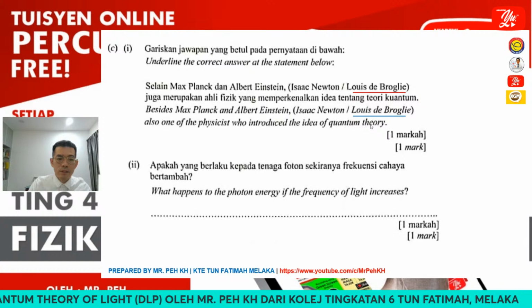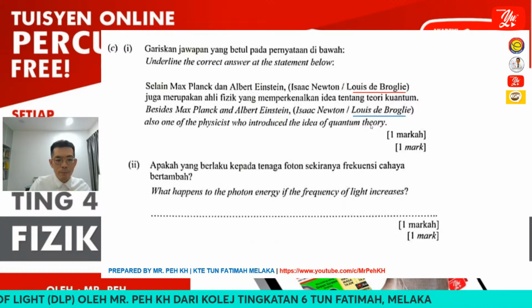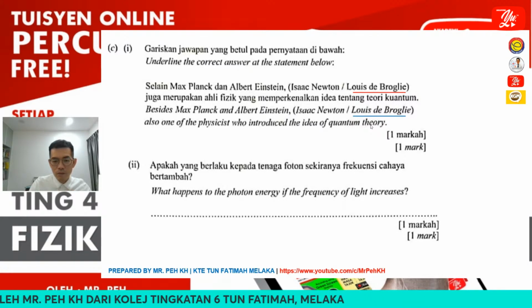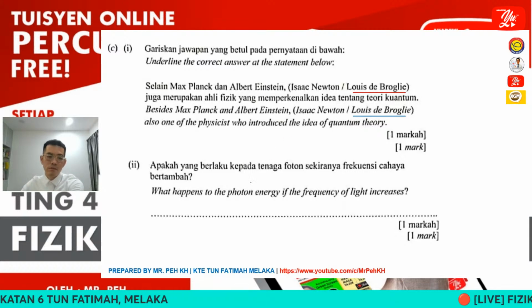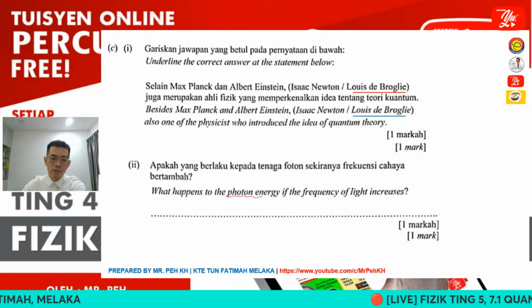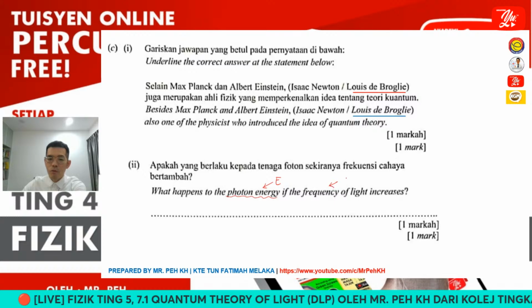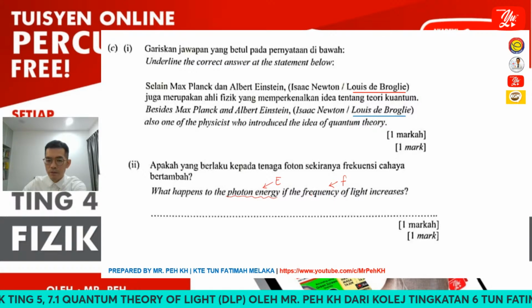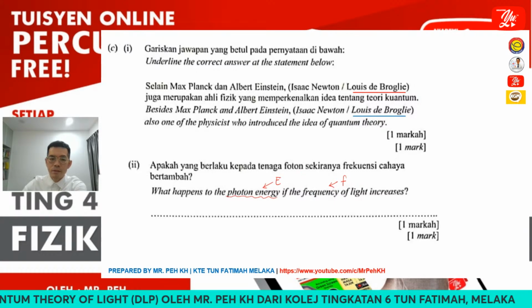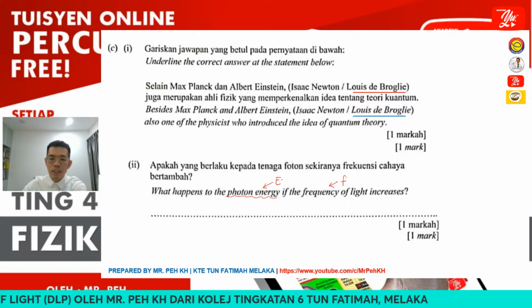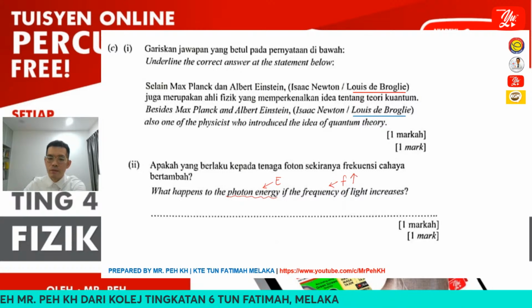Okay, then the next question will be, what happens to the photon energy if the frequency of light increases? Again, first step, you can give the symbol for the related terms. So for the photon energy we use symbol E, and f will be for frequency. So what is the change for E if the frequency increases?